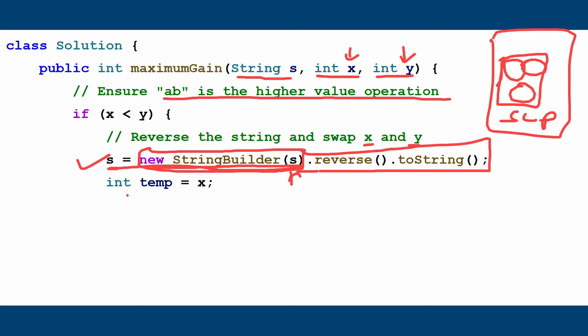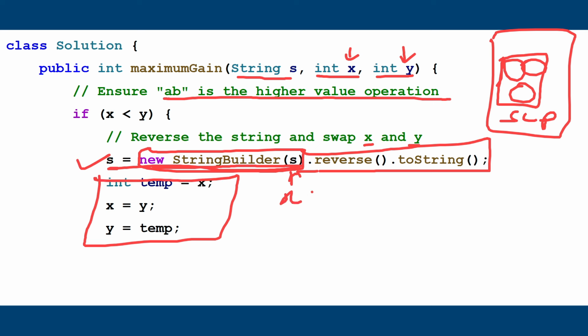So can we say temp = x, and x = y? We just need to swap the values of x and y. So this is the swap concept. I hope you understand this, right?